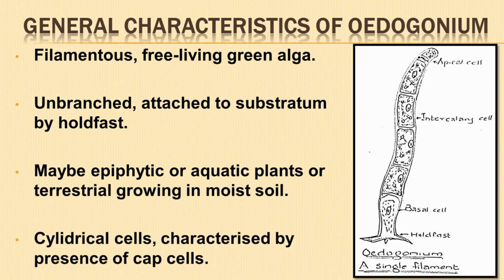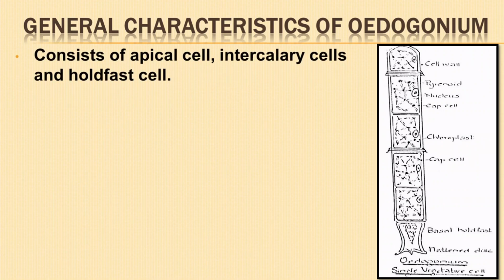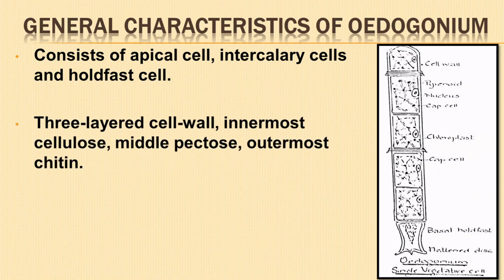The cells of Oedogonium are cylindrical and are characterized by one or more ring-like caps immediately below the cross wall. Every cell of the algal body is similar in shape other than the uppermost apical cell and the lowermost holdfast cell. Each cell of the filament has a three-layered cell wall, innermost made up of cellulose, middle made up of pectose, and outermost made up of chitin. The layers give rigidity and protection to the cell.